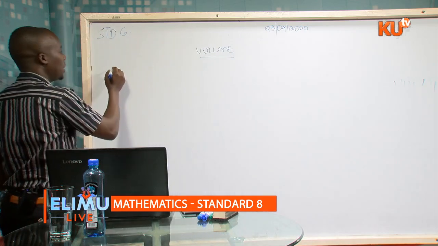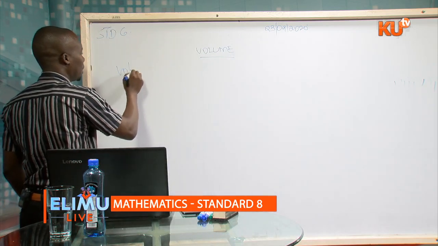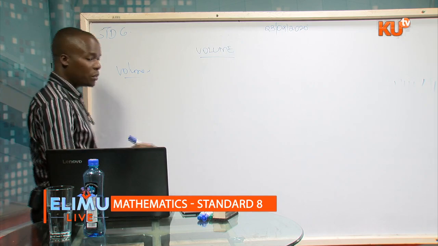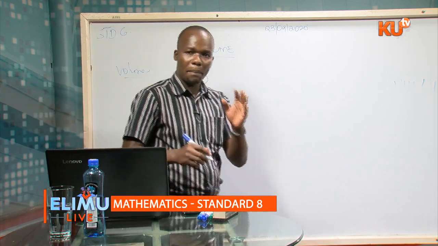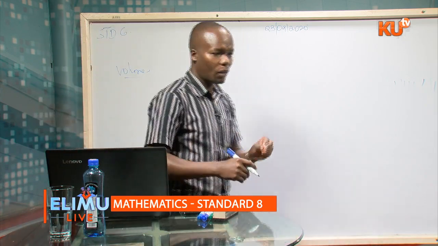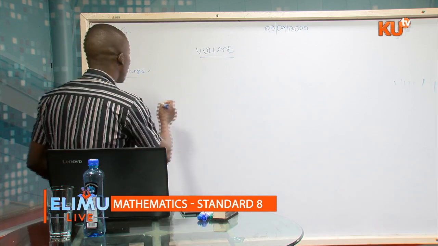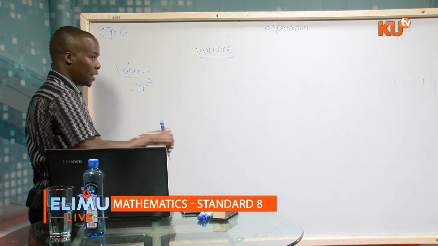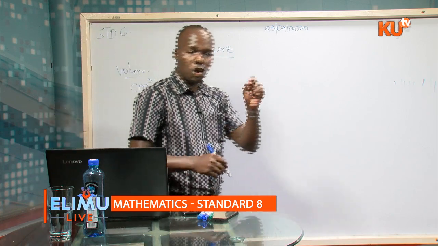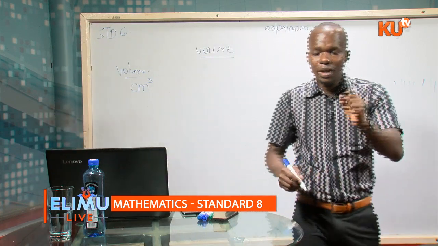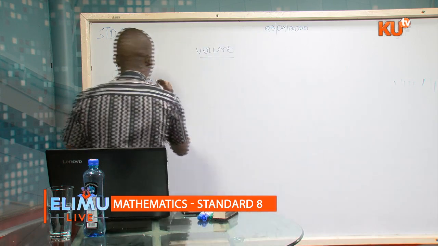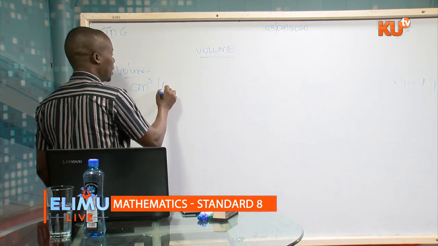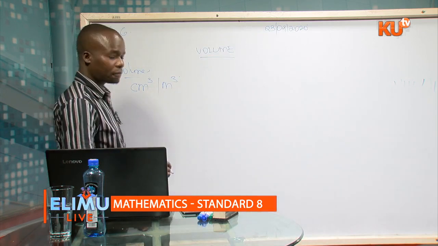So, when we start by defining volume, we said that volume is the amount of space occupied by matter. And volume is always measured in cubic units. For this case, we'll only use cubic meters and then cubic centimeters.